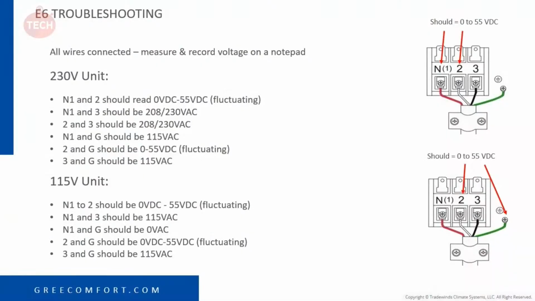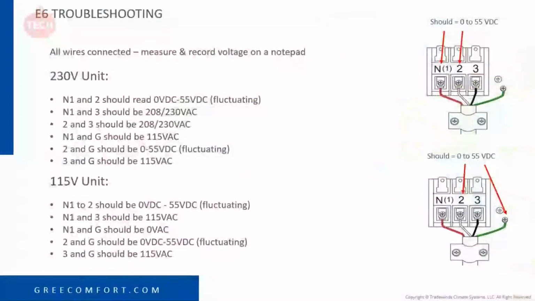All right, now that all these checks have been finished, we can start checking for communication. So let's get started. First, we're going to check with all our wires connected to the unit. Obviously, you'll probably want to get something out to record these measurements, as you would be taking several. From N1 to 2, we should be reading a pulsing, fluctuating voltage, 0 to 55 volts DC. Sometimes it can go a little higher than 55 volts. 55 volts is ideal communication.